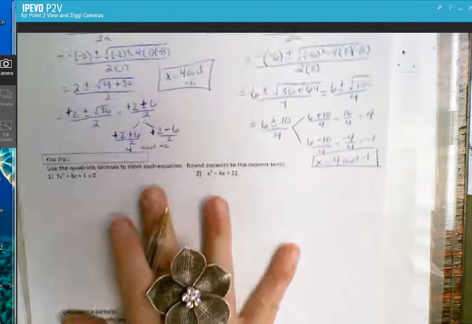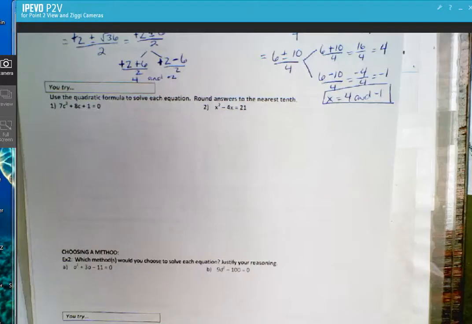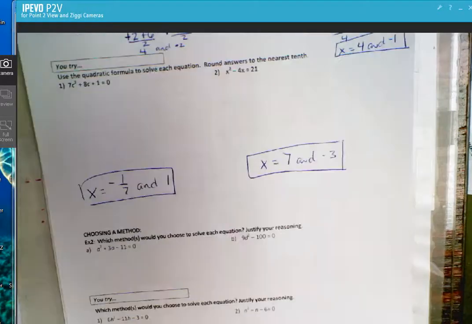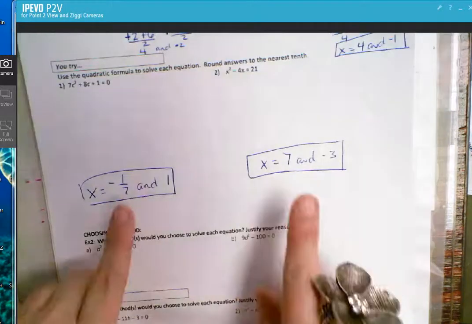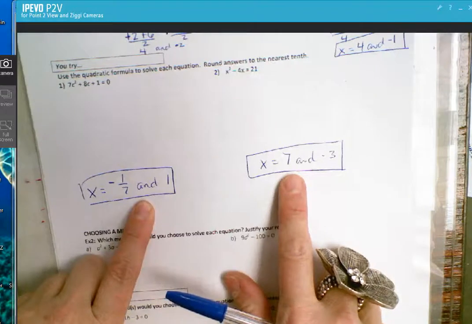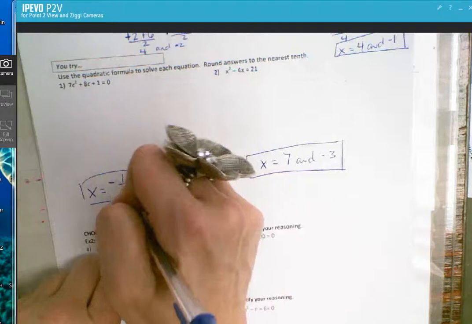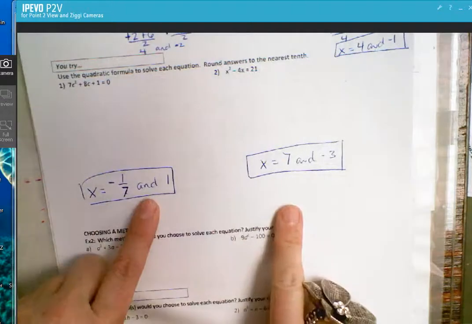Okay, pause the video. You try the next couple. If you need extra space, you can do it on a separate sheet of paper. Okay, those are the answers that you should have gotten. If you did not, pause the video, go ahead and rework them, see if you can figure out where your mistake was, or start from scratch and rework them again. Make sure you come in with questions tomorrow if you have them.